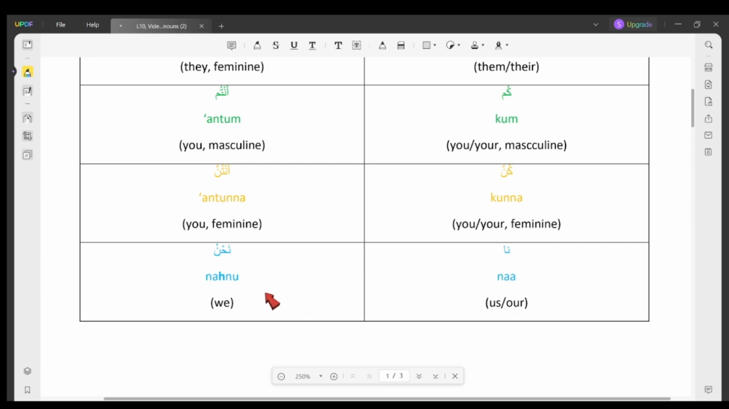And the last one, nahnu, meaning we, and on the right side, na, meaning us or our, again depending on the context. Alright, now that we know the plural attached pronouns, let's move on to the sample sentences.